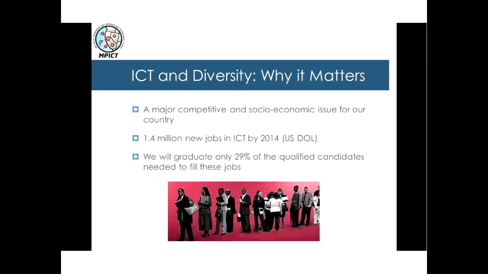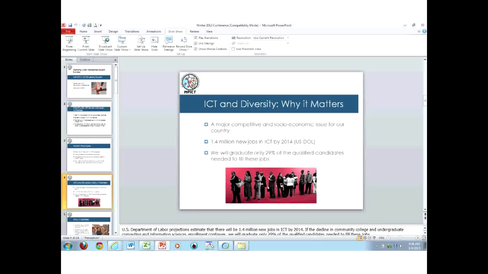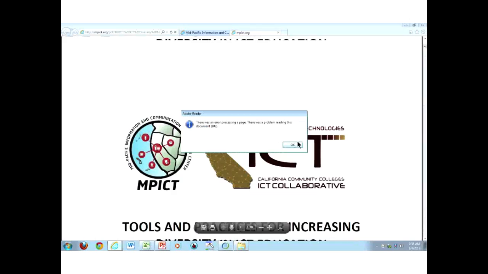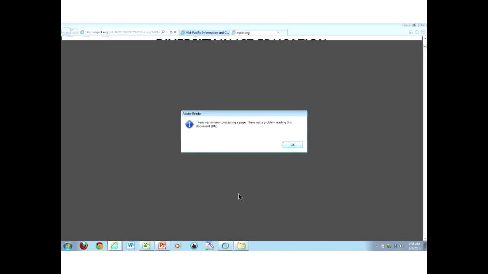Now, if you go to the toolkit, I'm going to switch over to Acrobat. Find it. Okay. I had an error on my internet page. You go back to MPICT. You guys still have the Adobe up? I'm having a problem with mine.